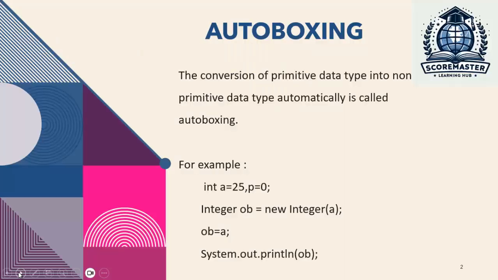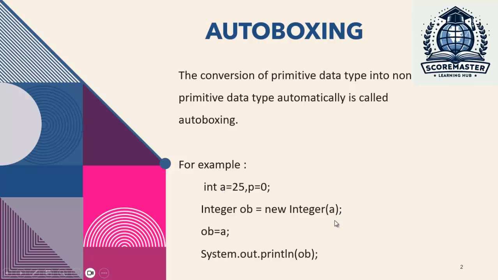What is autoboxing? The conversion of primitive data type into non-primitive data type automatically is called autoboxing. For example, here in this problem if you take a equal to 25, here this 25 is converted to an object by using this wrapper class. This Integer ob is equal to new Integer.